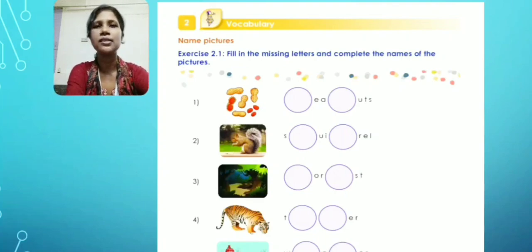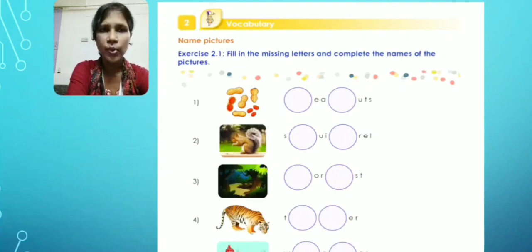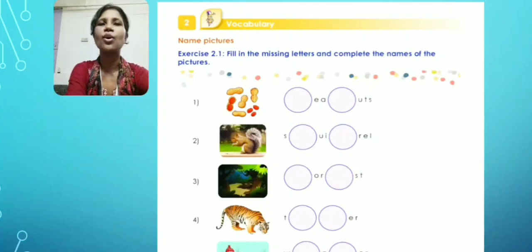Number 1, let us discuss. What you can see here is some nuts. We have to write down the names of the nuts. My dear students, what will it be? Yes, it will be peanuts. P-E-A-N-U-T-S, peanuts. Number 2, it will be a squirrel.